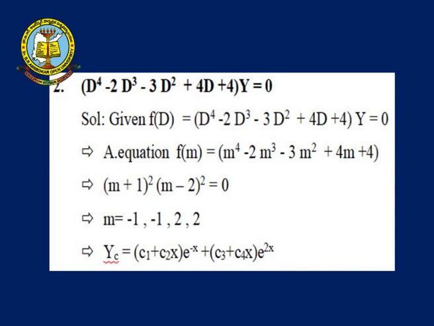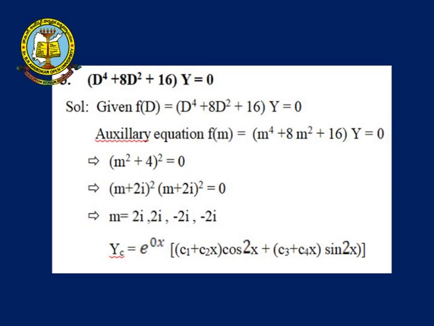So (c3 + c4 x) e^(2x). This is the complementary solution of the given differential equation. Next, example 3: (D^4 + 8D^2 + 16) y = 0.